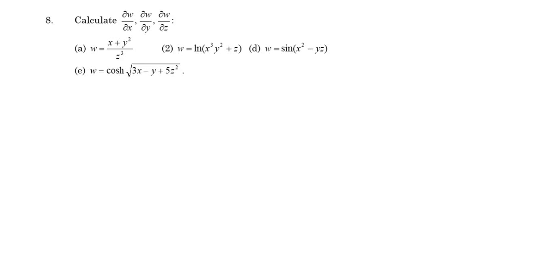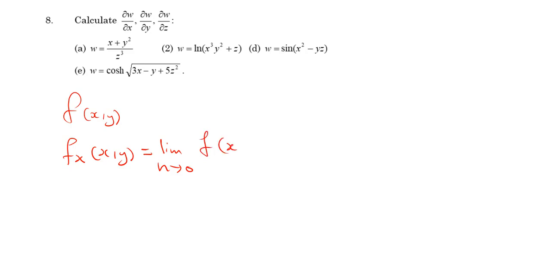Okay, so welcome to this tutorial, and in this video we're going to be looking at partial derivatives. For a function involving x and y, the partial derivative with respect to x is written as f_x(x, y). Using the limit definition, this is the limit as h approaches 0 of f(x + h, y) minus f(x, y), divided by h. Then the one with respect to y is f_y(x, y).